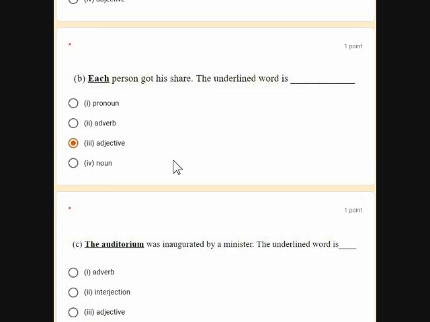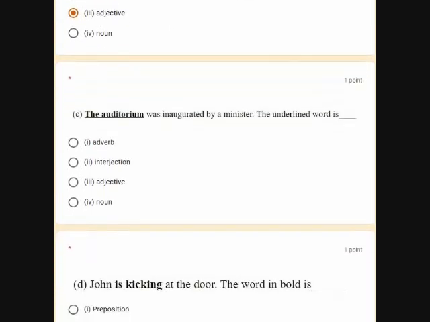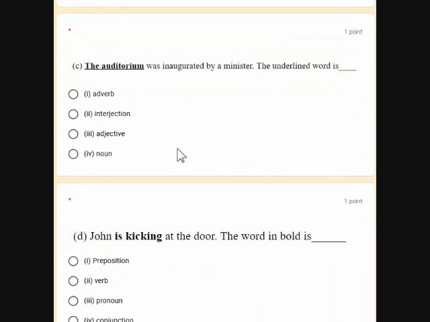Number C. The auditorium was inaugurated by a minister. The underlined word is. So it is a name. The auditorium is a name. So as we know, name means noun. Noun is a naming word. So here the correct answer is noun.